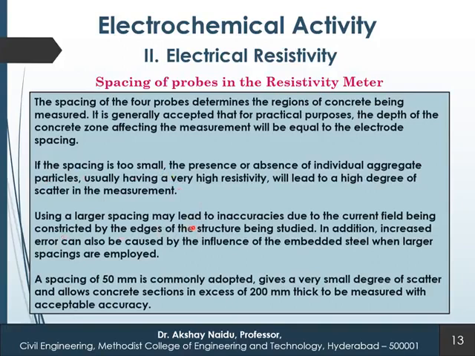And if there is large spacing, then there are other problems. Using a large spacing may lead to inaccuracies due to the current field being constricted by the edges of the structure being studied. In addition, increased error can also be caused by the influence of embedded steel when larger spacings are employed. So there is a difficulty with large spacing. Therefore, an appropriate spacing is determined by standard agencies. A spacing of 50 mm is commonly adopted, giving a very small degree of scatter and allowing concrete sections in excess of 200 mm thick to be measured with acceptable accuracy.